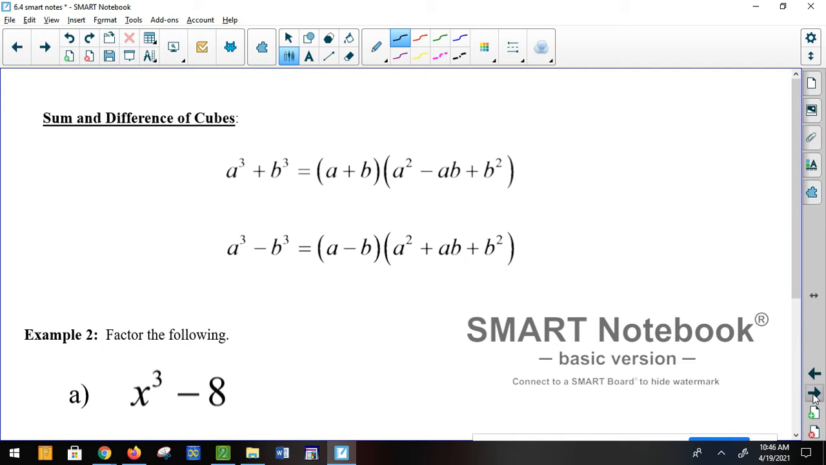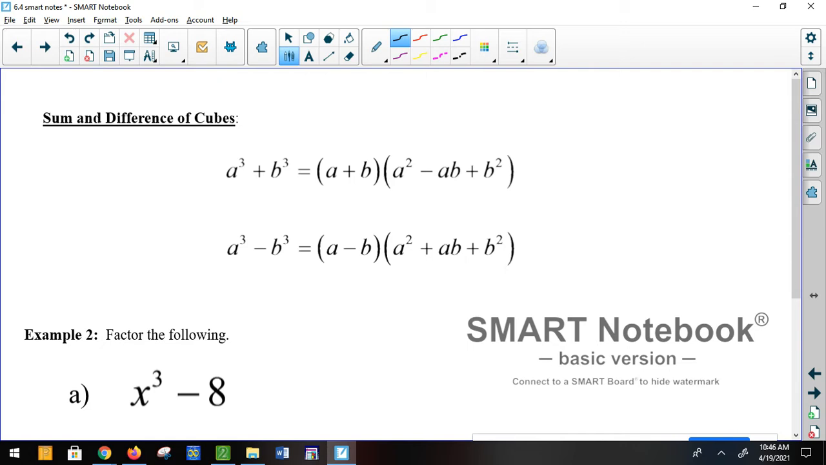I'll show you how to work through it, but it's important to note here that a sum of cubes also works. And the formulas are very similar. So if you have a cube plus a cube, it factors into a binomial, a linear binomial, and a quadratic trinomial.